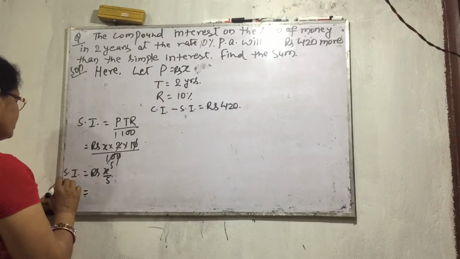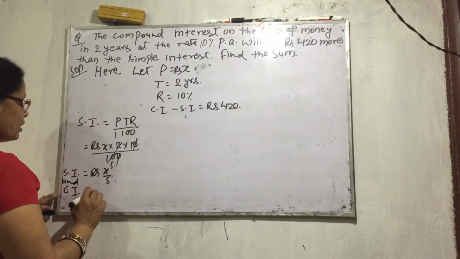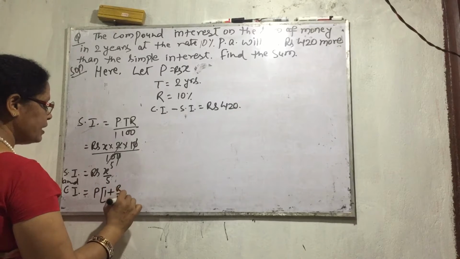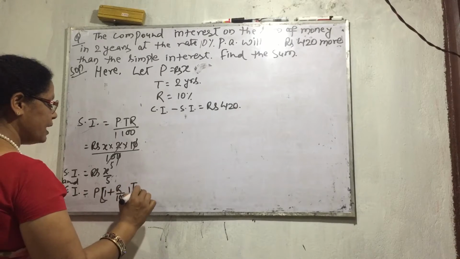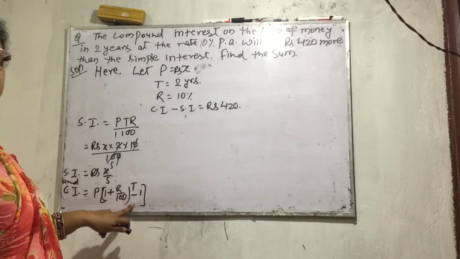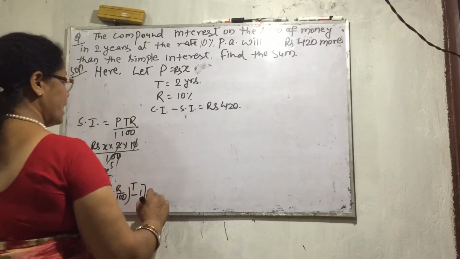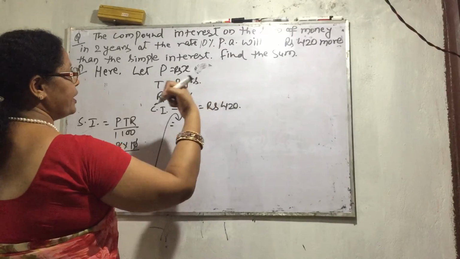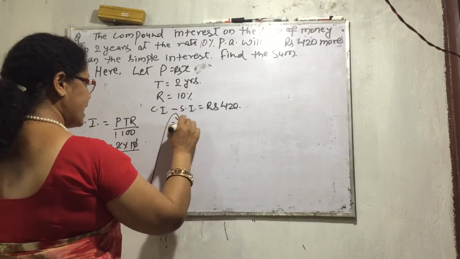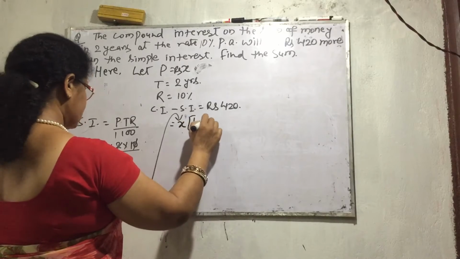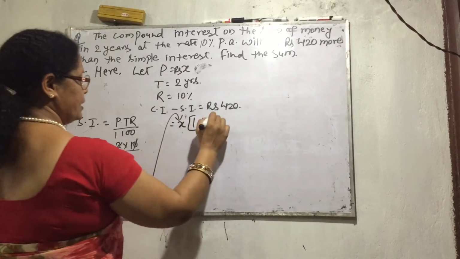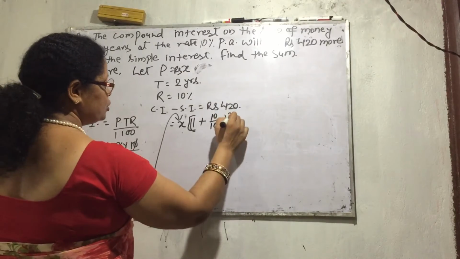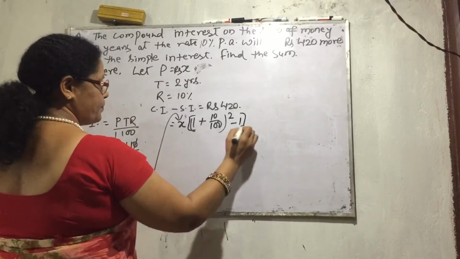After this we have to write down CI. CI equal to how much? What is the formula? P into 1 plus R by 100 to the power T minus 1. This is the formula of CI, compound interest. P we have let rupees X, into 1 plus R by 100. R means 10, so 10 by 100 to the power T. T means 2, minus 1.